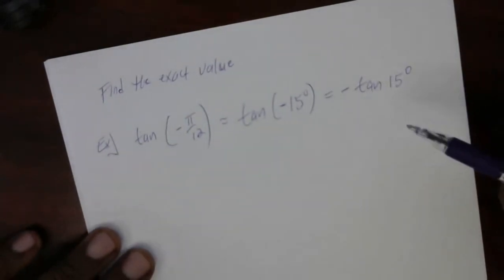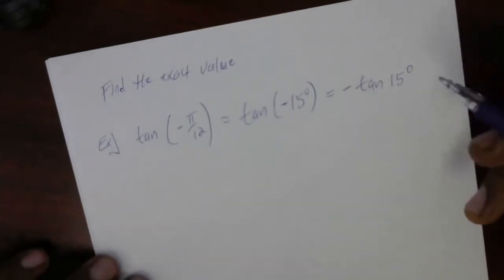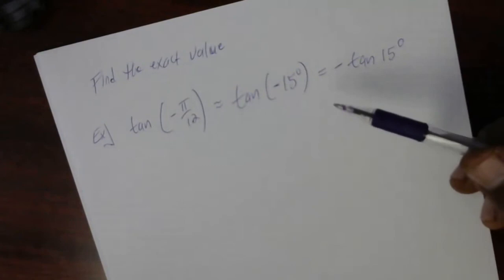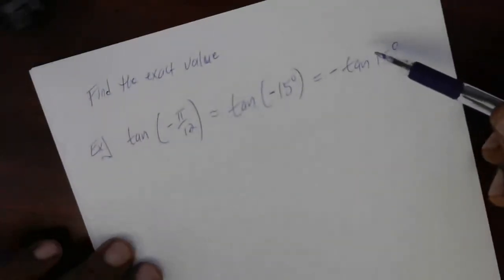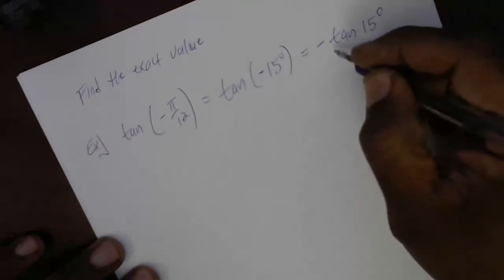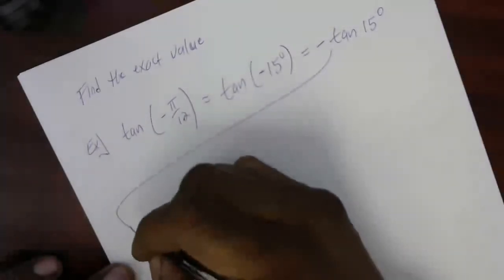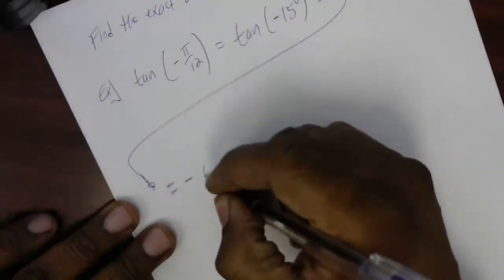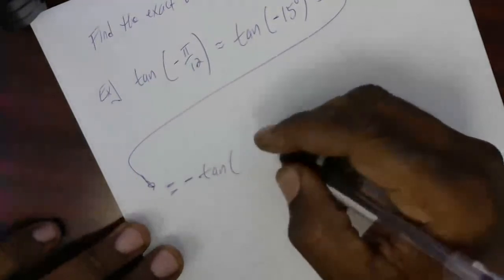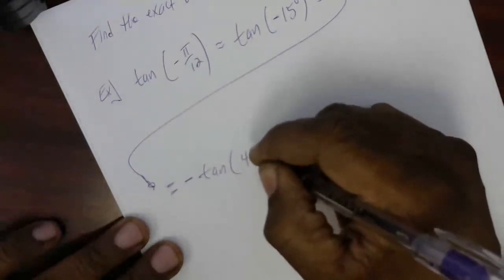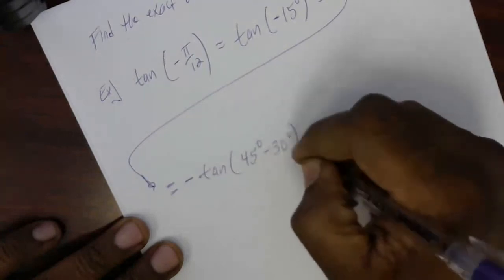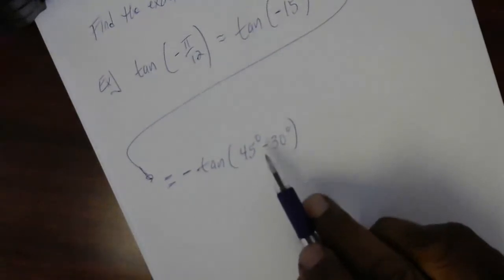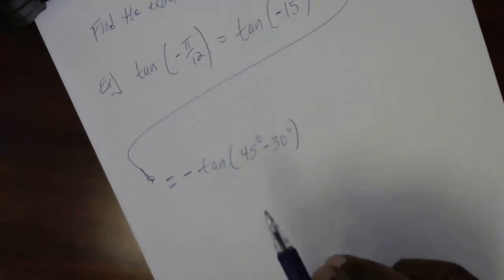All right, so if we look in the unit circle, there is no 15-degree angle, but we can subtract two angles to get 15. So I'm going to use the 45 degrees and a 30-degree angle. All right, so I'm going to rewrite this as negative times the tangent of 45 degrees minus 30 degrees. So in this instance, we're going to use the difference of tangent formula.